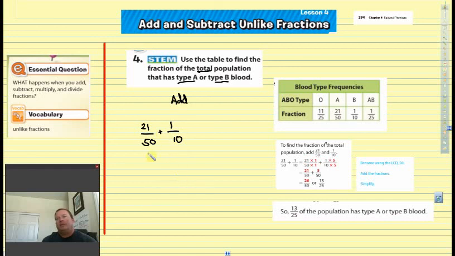Okay, some people are saying, couldn't we just make this 10 a 50? Sure, why not? Do we have to do all of that multiplication? No. 10 times 5 will get me to 50. So 5 times 1 is 5. Pretty easy. 21 over 50 plus 5/50ths. What does that mean? 21 plus 5 over 50 gives me 26 over 50.